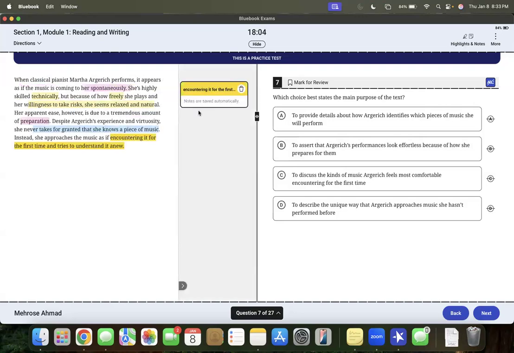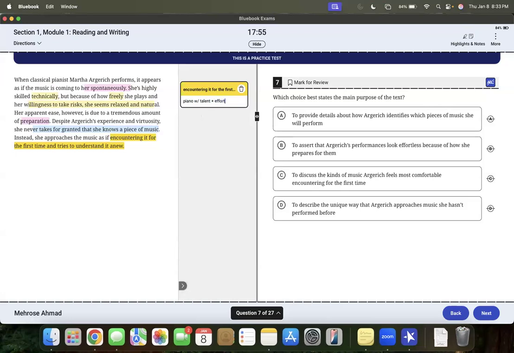So I would just summarize this, my 1 second summary: piano with talent and efforts. So this paragraph is talking about what? This pianist who seems to have a lot of talent, but also puts in a lot of effort into what she does. And that makes her seem technically skilled. That also makes her seem relaxed and natural because her ease is because of how much preparation she puts in. So again, this was my informal 1 second summary.